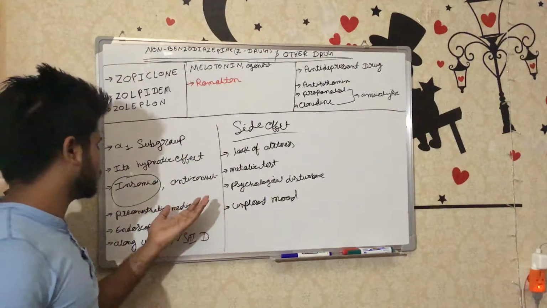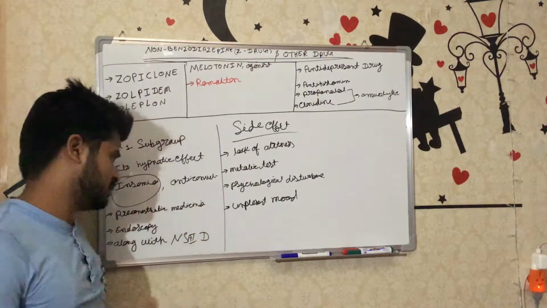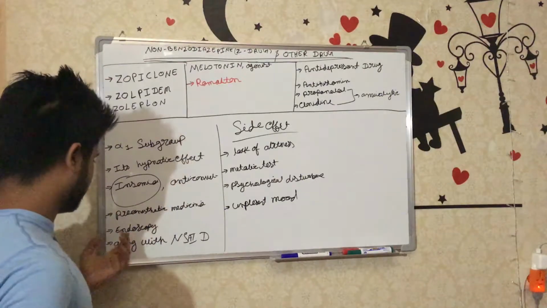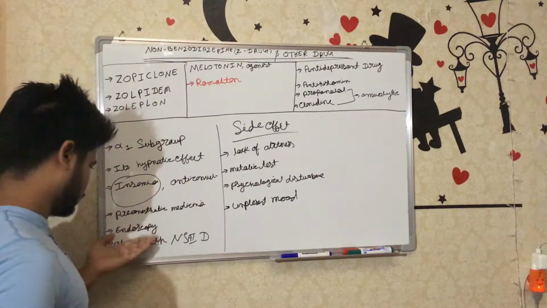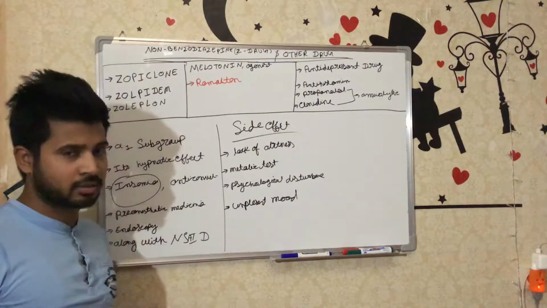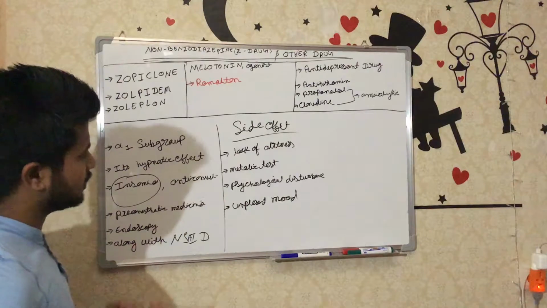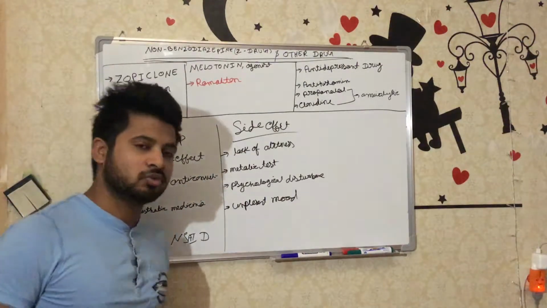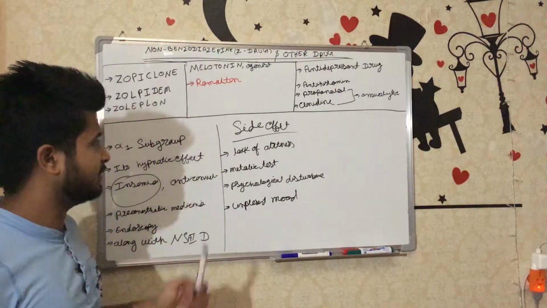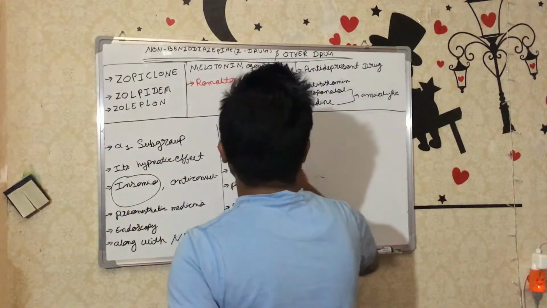Its hypnotic effects are why it's used mainly in insomnia. But in some conditions, like as an anticonvulsant, pre-anesthetic medication, endoscopy, and along with a non-steroidal anti-inflammatory drug, it can be given. Lack of alertness, metallic taste, psychological disturbance, and sometimes unpleasant mood can be seen as side effects. So this is about the non-benzodiazepine.